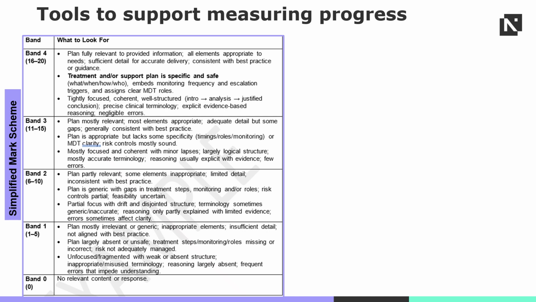Whereas Band 3 is appropriate overall, but shows gaps in specificity or partial alignment to best practice. Risk controls are mostly sound. Band 2 is more generic, missing treatment steps, weak monitoring and or unclear roles. Feasibility is uncertain. Band 1 is largely absent or unsafe. Treatment, monitoring and roles are missing or incorrect, and risks aren't adequately managed. Structure and accuracy are weak.